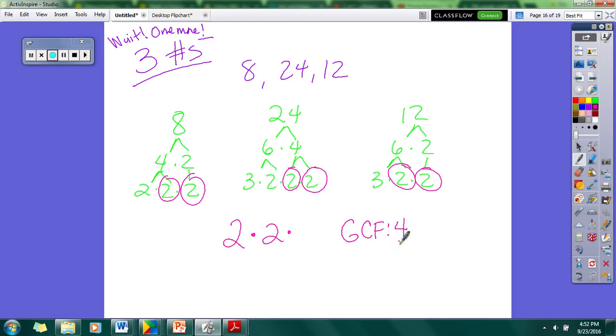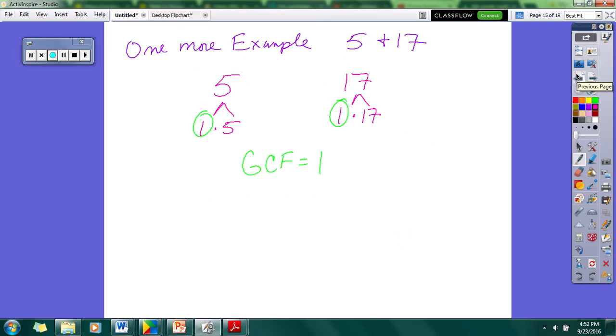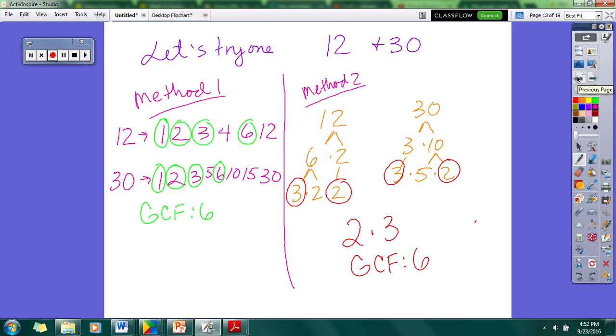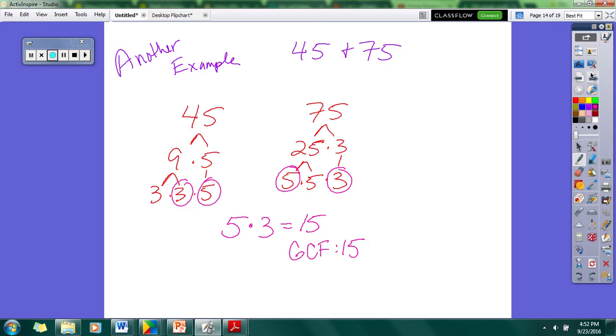One way I can check this is I know 8 can be divided by 4, I know 24 can be divided by 4, and I know 12 can be divided by 4. Same thing in these previous problems. I know both 5 and 17 can be divided by 1. I know 45 and 75 can be divided by 15. And I know 12 and 30 can both be divided by 6. So there are multiple common factors. As you can see, 5 and 3 are both shared in this one, but it's not the biggest factor that can go into it.